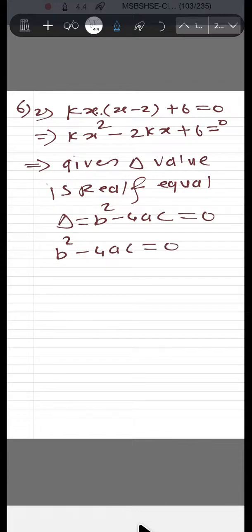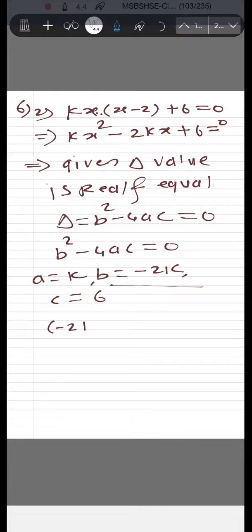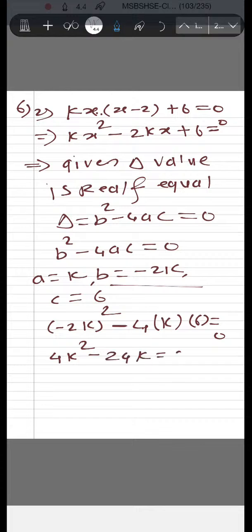Okay, let's put the values. a is equal to what? a equal to k. b is equal to what? Minus 2k. And c is equal to 6. So b squared is (minus 2k) squared, minus 4 into a, which is k, and c is 6, which is equal to 0. So 4k squared, minus 4 sixes are 24, into k, which is equal to 24k equal to 0.